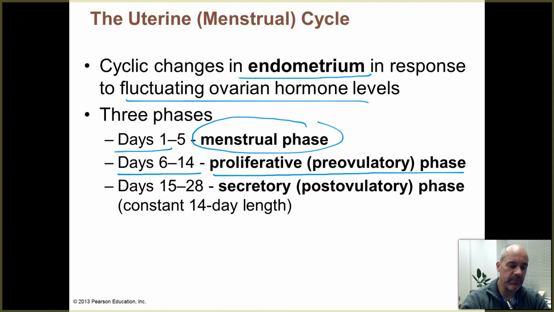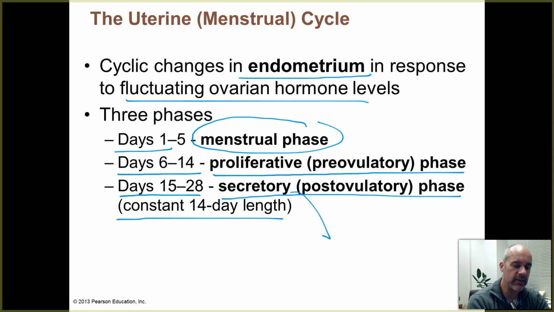Day 14, ovulation takes place, and this is almost always 14 days in females, corresponding to days 15 through 28 of the cycle. It's called the secretory phase, and that's secretion of nourishing fluids.